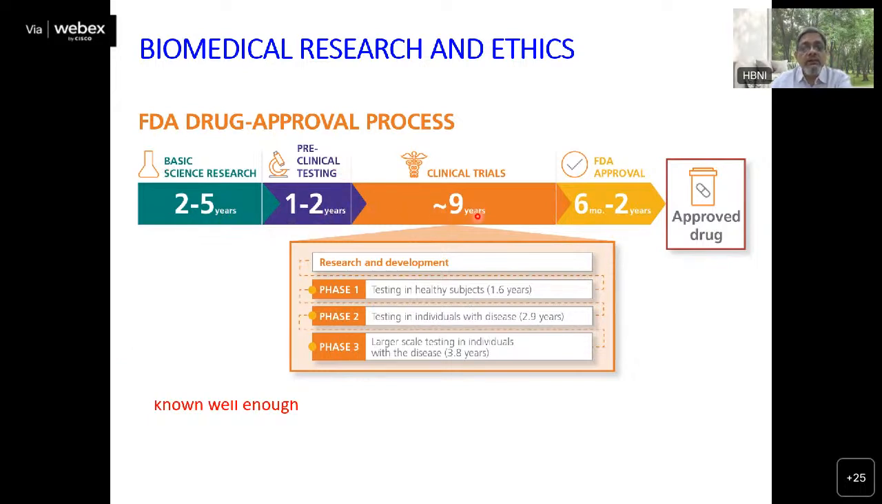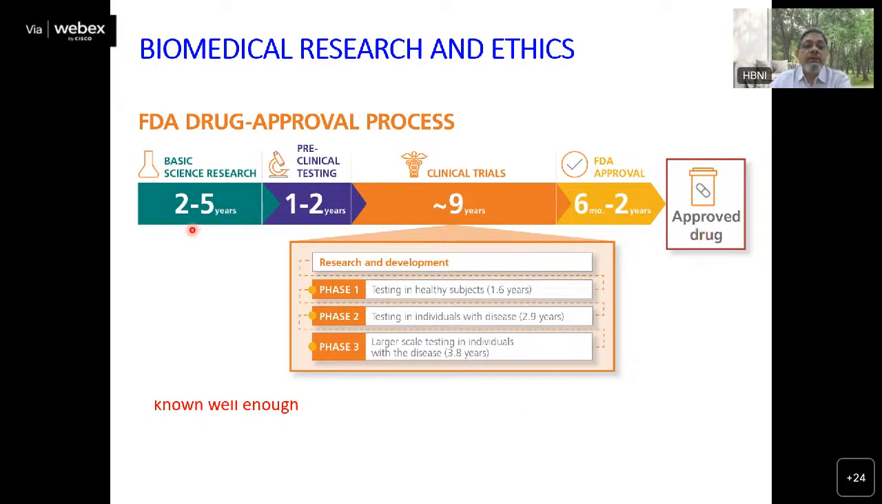Then we have what is called preclinical testing, 1 to 2 years. Then we have clinical trials. Preclinical testing would be testing it in the laboratory and on animals, etc., before you start moving on to clinical trials on humans, and that takes almost 9 years. This is split into testing in healthy subjects, testing in individuals with disease, then larger scale testing in individuals with disease, etc. Then finally, you have the approval stage. It takes more than 6 months to 2 years sometimes. And finally, you end up with an approved drug which is released in the market.